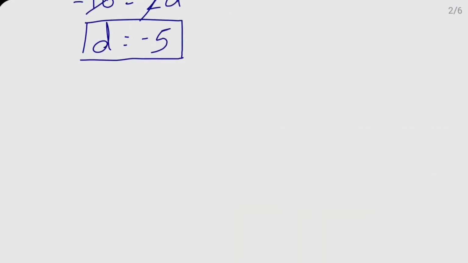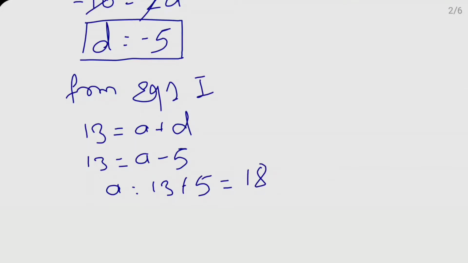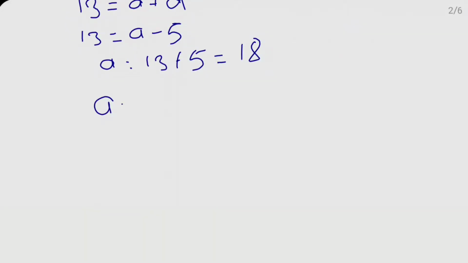So now from equation 1, so what is our equation 1? 13 equal to a plus d. So here 13 as it is, a as it is, so d is minus 5. So now a equal to 13 plus 5. 5 comes to the LHS side, it becomes a plus. So 13 plus 5 is 18. So here a is 18. So first term is 18.